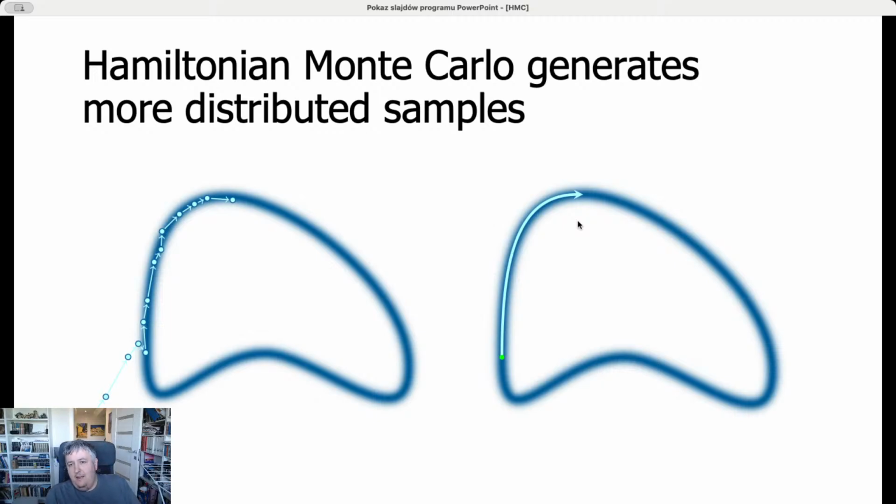frameworks, and its idea is to generate more efficiently distributed samples over the typical set, thanks to following the curvature of the typical set. But if someone was in some way following what I was saying for the last few lectures, they should observe that we don't know the typical set. Typical set is unknown to us. So what can we actually do?